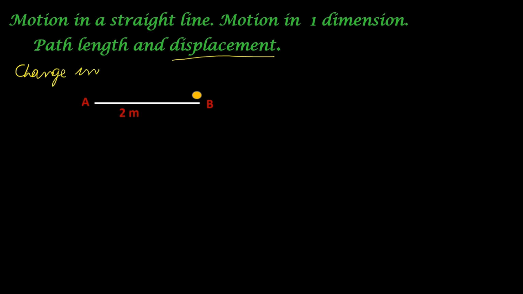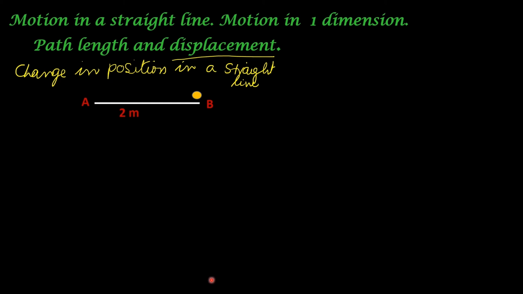Change in position in a straight line is called displacement. Actual distance traveled between the 2 points is path length. In this case, displacement and path length are the same. Why? Because the object is moving in a straight line. In this chapter, we are considering only motion in a straight line. So, in this case, path length and displacement will be the same.